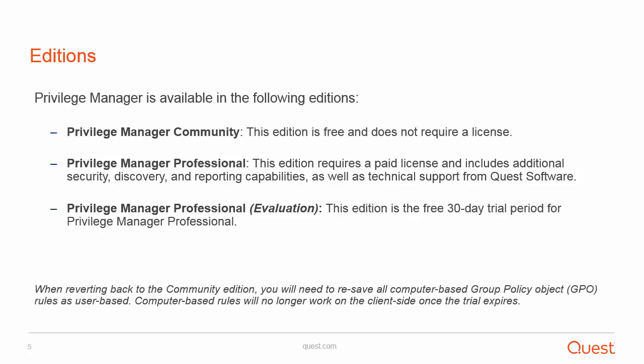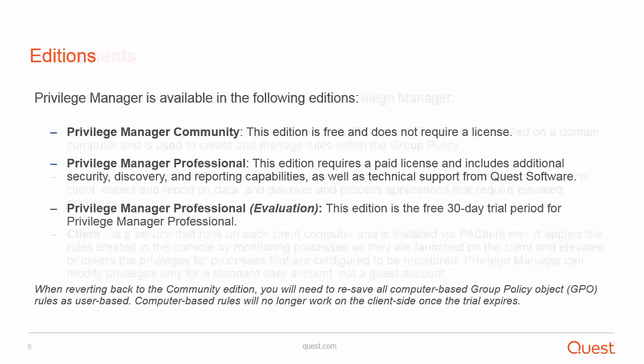If you do not buy a license after 30 days, the software will revert to the lesser featured Community Edition. You won't have the professional features, but you can keep the Community Edition just for trying Privilege Manager. When reverting back to the Community Edition, you will need to resave all computer-based group policy objects rules as user-based. Computer-based rules will no longer work on the client side once the trial expires.